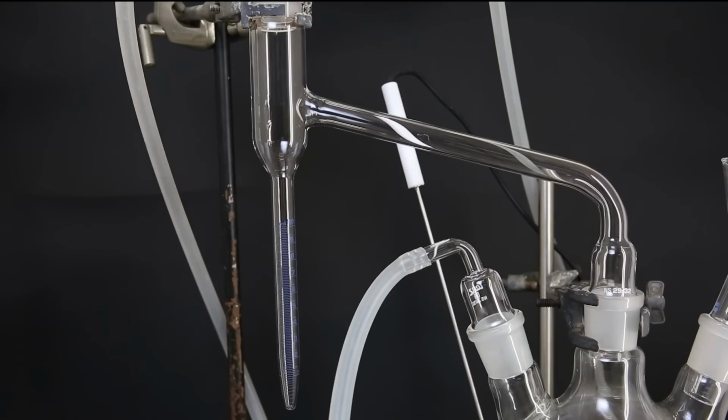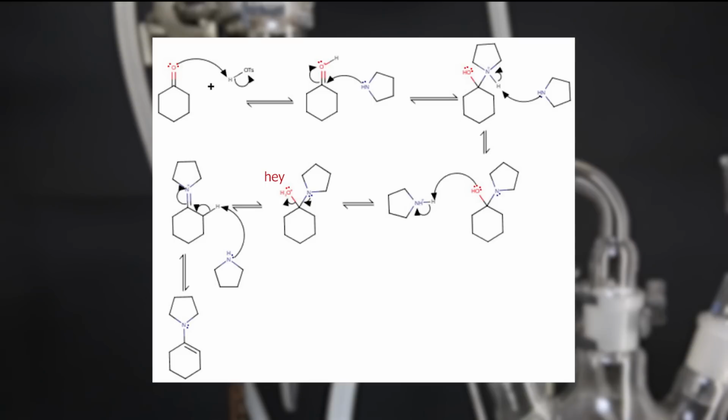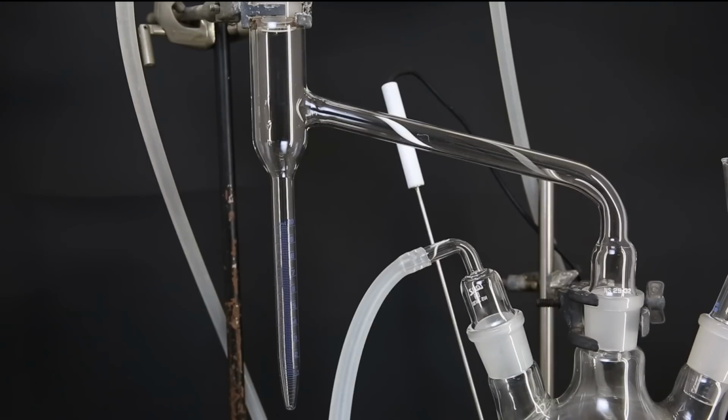The purpose of a Dean-Stark trap is to remove water from the mixture. Since the reaction between cyclohexanone and pyridine produces water and is a multi-step process which are all in equilibrium, I want to force the reaction to completion by removing water from the reaction mixture. The Dean-Stark trap can trap water that is produced during the reaction.